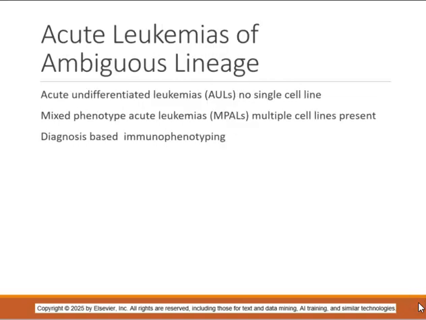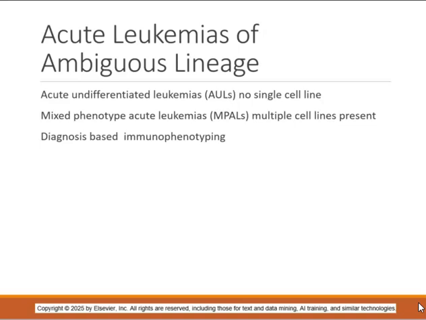And then we have what's called the catch-all: the acute leukemias of ambiguous lineage. In other words, we have no idea where it's coming from. It doesn't really have the markers it needs in the flow cytometry. Nothing goes where it wants. It doesn't really pinpoint.